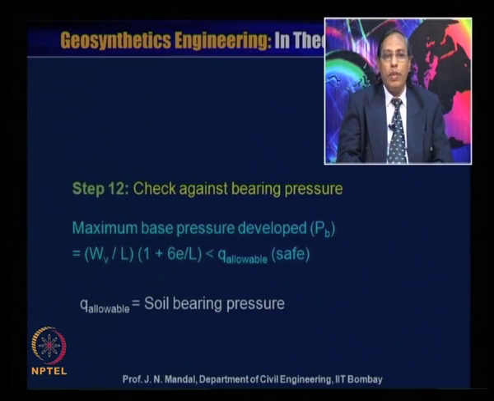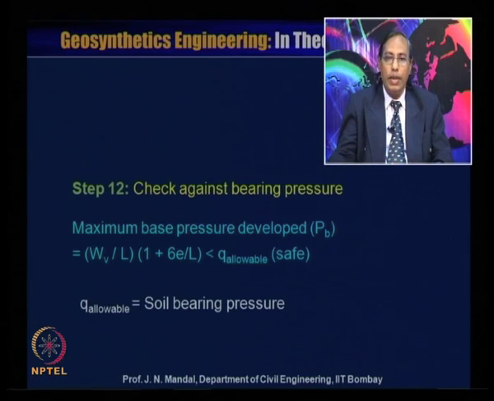Step 12, you have to check against the bearing pressure. So the maximum base pressure developed, Pb, will be equal to Wv divided by L into 1 plus 6e by L, that should be less than Q allowable, then it is safe. So Q allowable we can say is the soil bearing pressure.